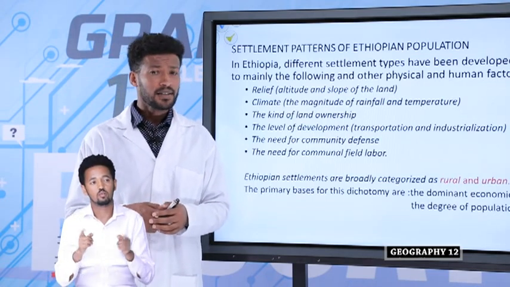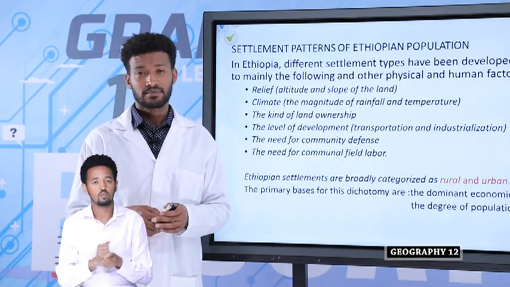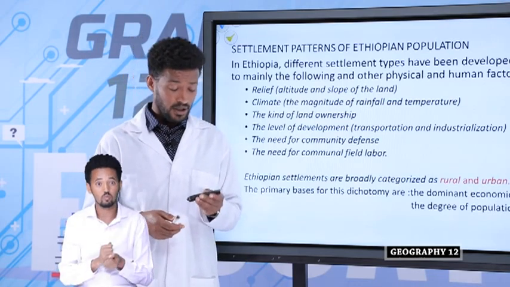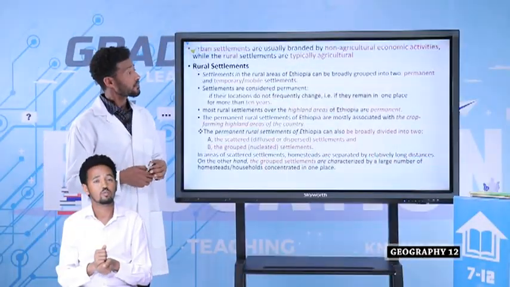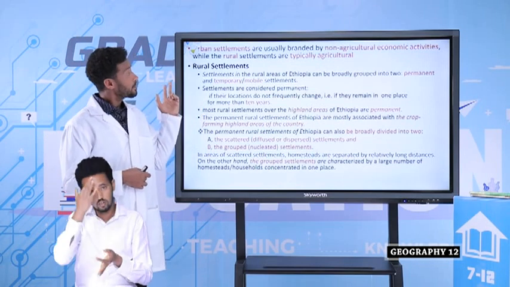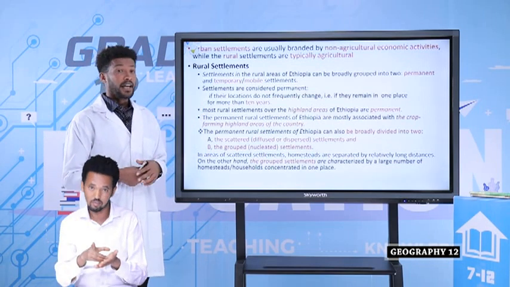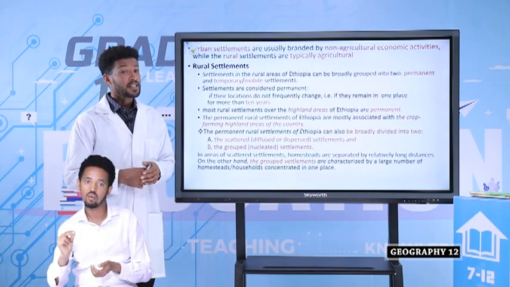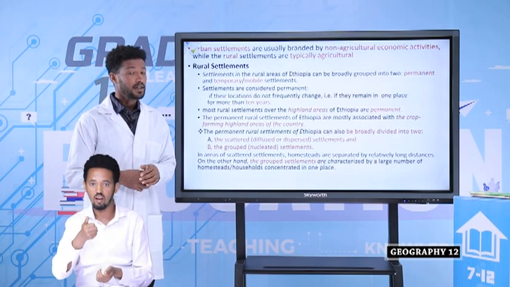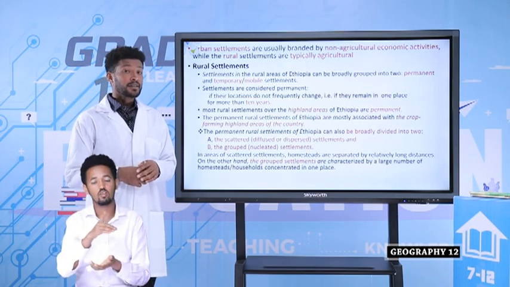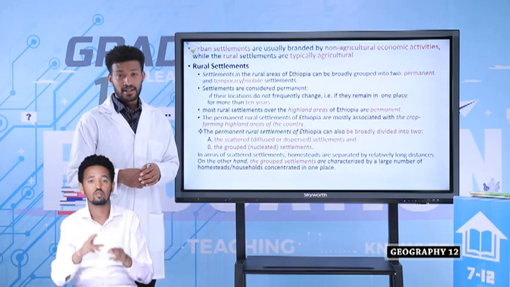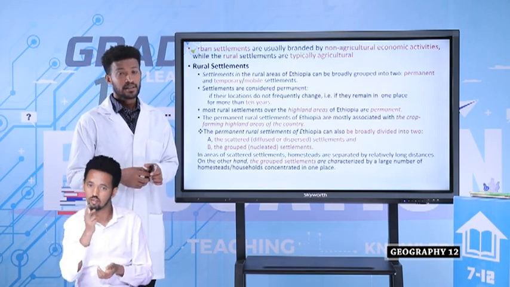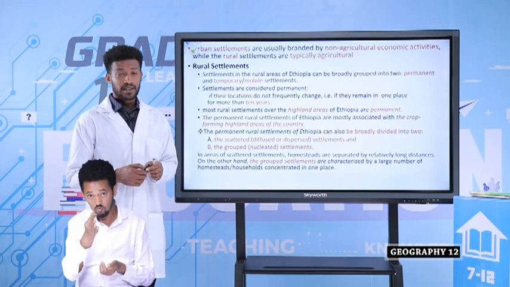But what is their basic difference? The difference between these two can be listed as follows. Urban settlements are usually characterized by non-agricultural economic activity, while the rural settlement type is known by agricultural economic activity. This is in the case of economic type.